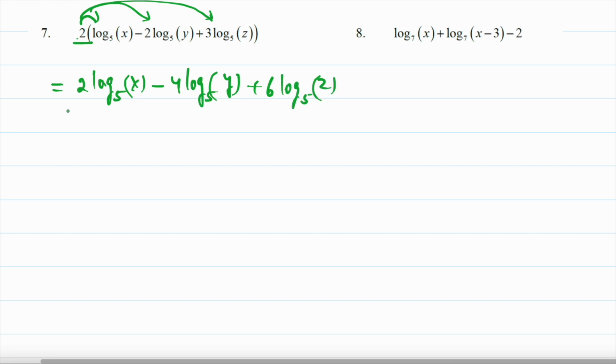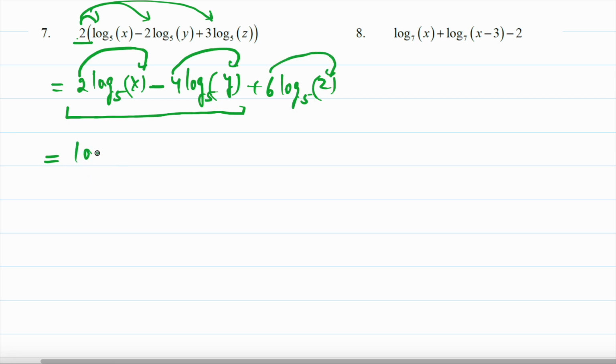Now if you look at the first two terms, because there is a subtraction, you can use the second property. But before you do that, I think you should use the third property and move this 2 as an exponent of x, this 4 as an exponent of y, and this 6 as an exponent of z. So let me write it down one more time: log base 5 x squared minus log base 5 y to the power 4 plus log base 5 z to the power 6.